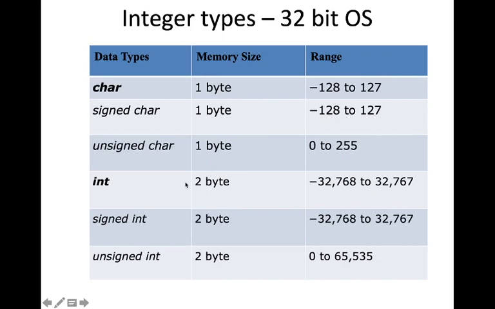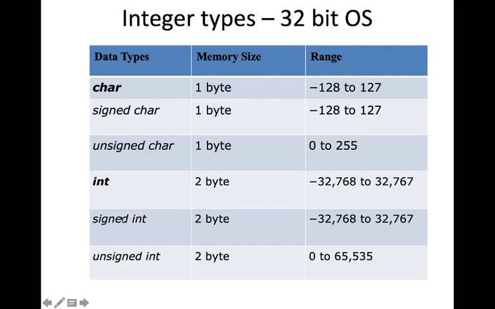It is okay. Then we have another integer type. Next is the int type, for integer numbers. For a 32-bit OS, 2 bytes of memory will be allocated, and the range of values will be minus 32,768 to 32,767. So it is actually 2 raised to 16, so it is minus 2 raised to 16 to 2 raised to 16 minus 1.